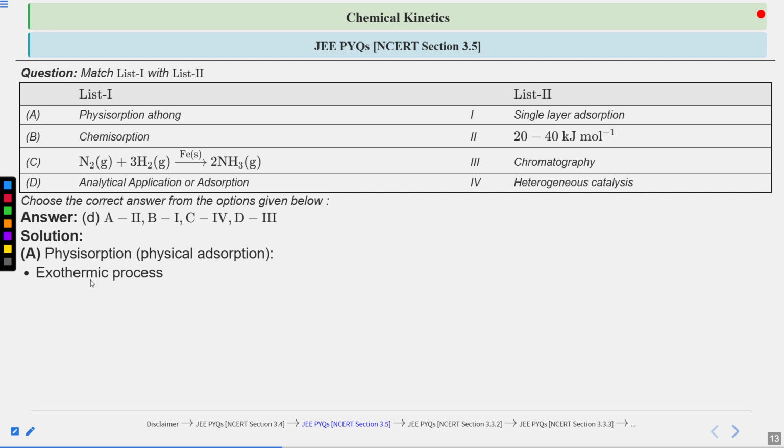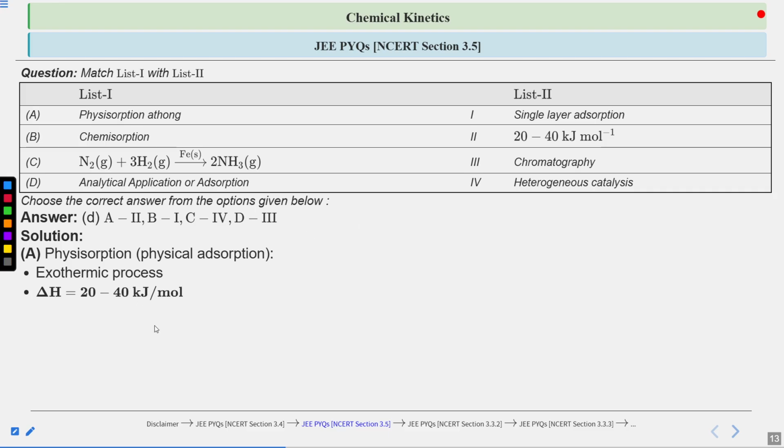First of all, it is an exothermic process. Exothermic means during this process, heat is going to be released. You are going to obtain the heat after the completion of the process of physisorption or physical adsorption. Secondly, the delta H, that is the enthalpy change for this process, is between 20 to 40 kilojoule per mole. That is why A is connecting with the second component present in list 2.